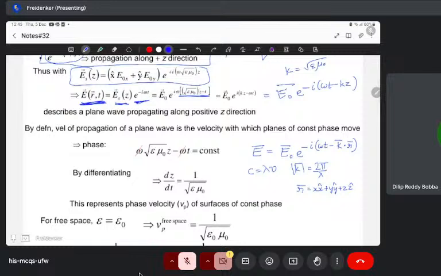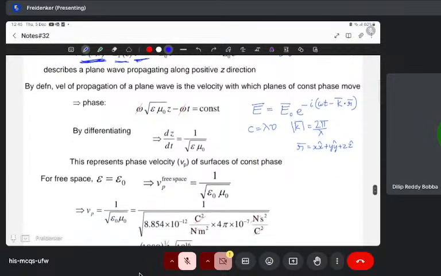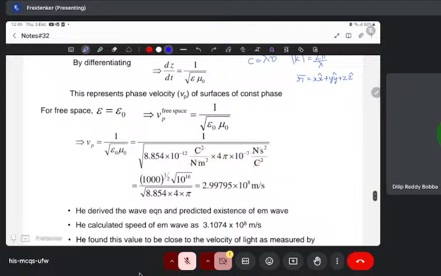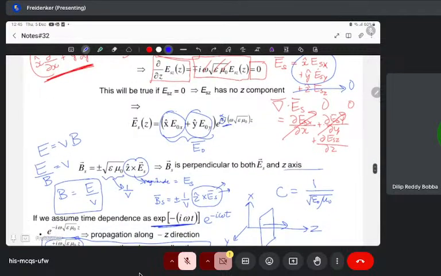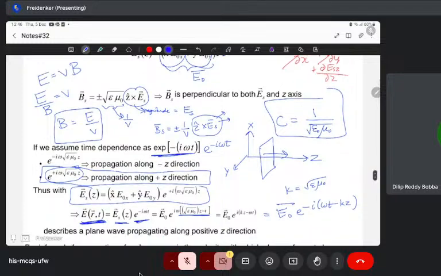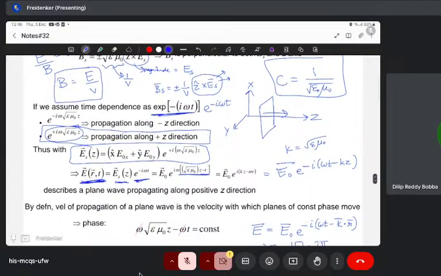What is dz by dt? dz by dt is the speed, the rate at which z is changing. In free space, epsilon is epsilon naught, so in free space, this is the speed. If you substitute the constants, you will get your speed of light. This is what I was trying to tell here. We stored that c is this one for a plane wave. You can consider light to be a plane wave.